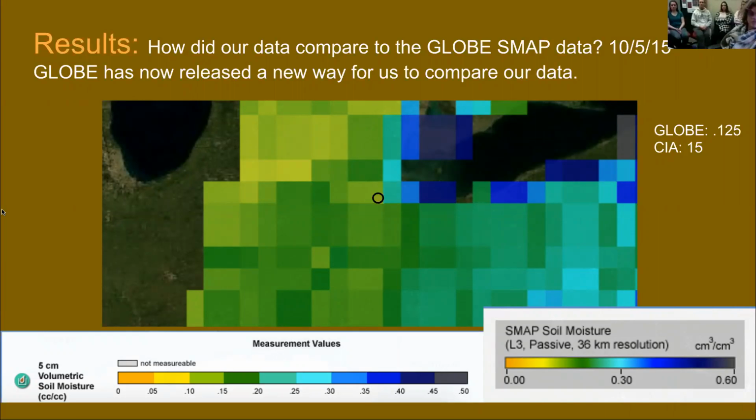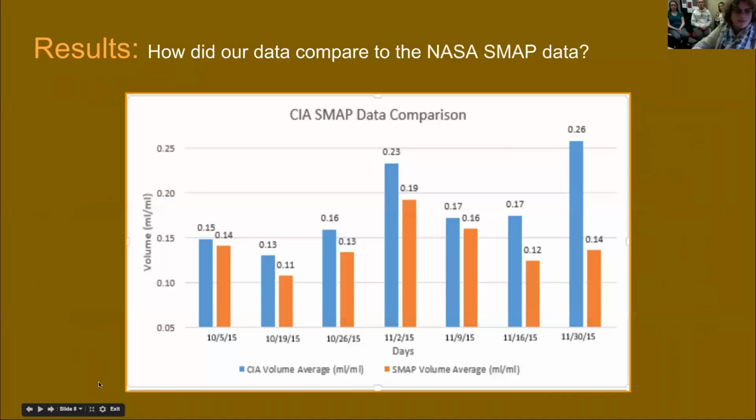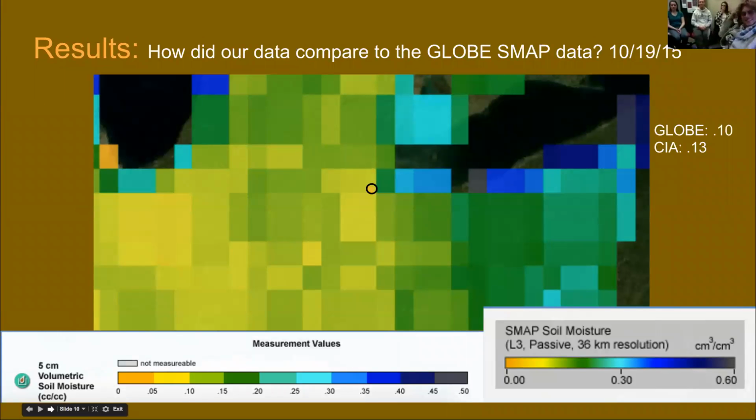Then for our next day, again, they're pretty. Oh, is there something going on? Yeah, it's not letting me go to the next slide. Whoops. Let's try that again. Okay, there we go.